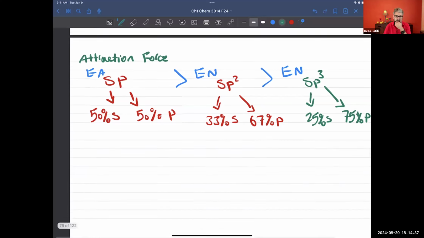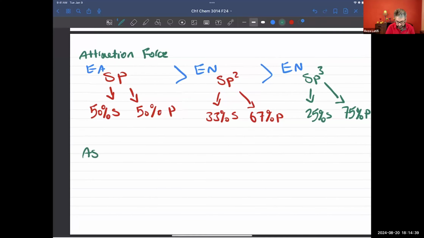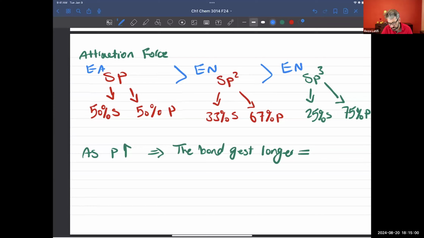As p character goes up, we say the bond gets longer, which turns out to be a weaker bond. So as the bond gets longer, it will be weaker. Forgive me, not weaker.